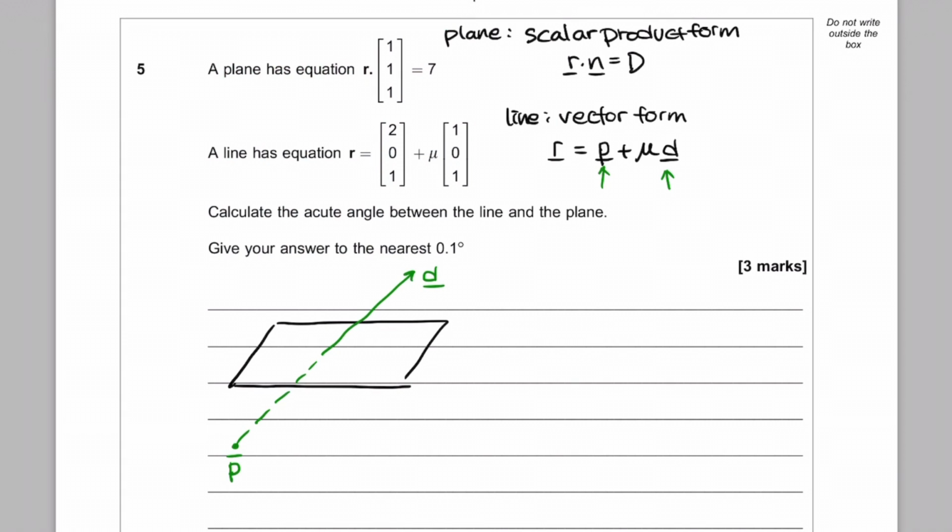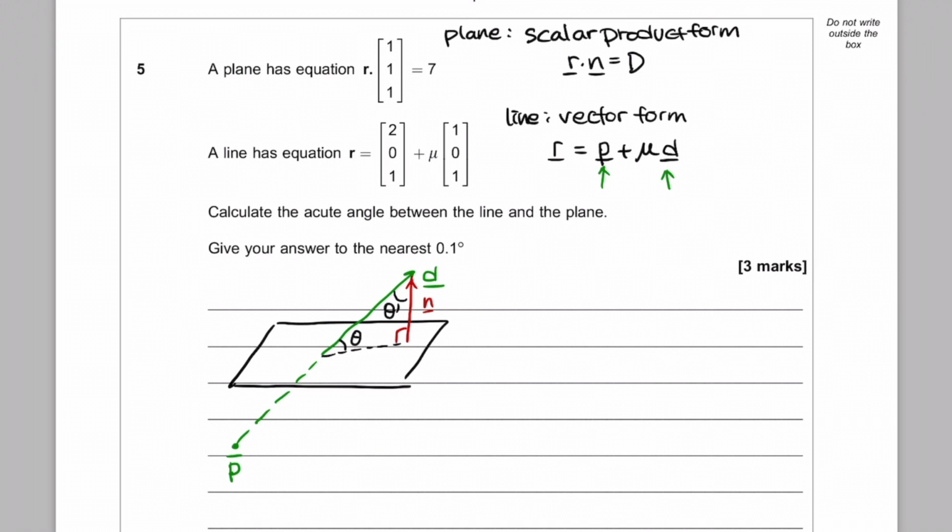And then the plane has a normal vector. The normal vector is always perpendicular to your plane. So your n vector would look like this, where it goes perpendicular to your plane. And then the question is asking for the angle in between the plane and the line, which is here, the theta value. But we only know the vector d and n here, so let's start from the angle between your normal vector and the direction vector, and then we'll just call that theta prime.